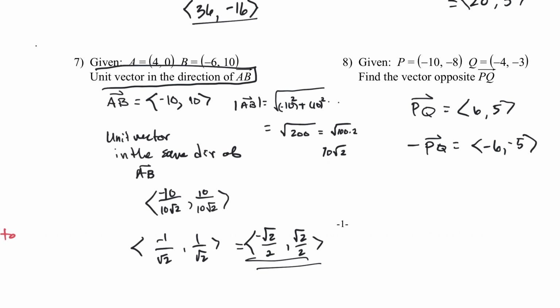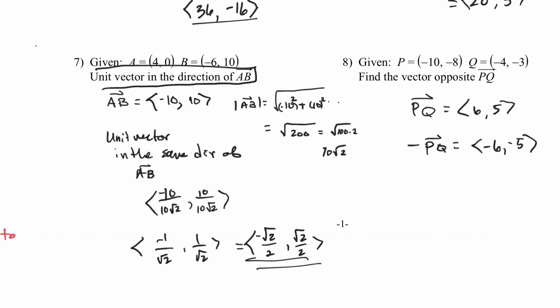Step 3 in this problem would be to take my magnitude, and this is how you find that unit vector in the direction of whatever you start off with: you divide the original components, negative 10 and 10, by its own magnitude. And then at that point, I've got a little bit of simplifying to do. We divide out the 10s. That leaves me with negative 1 over the square root of 2 and 1 over the square root of 2.